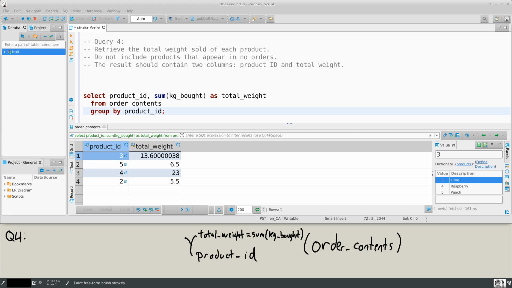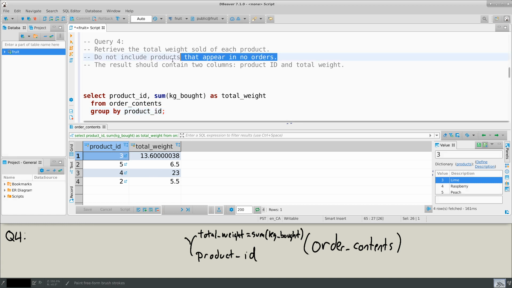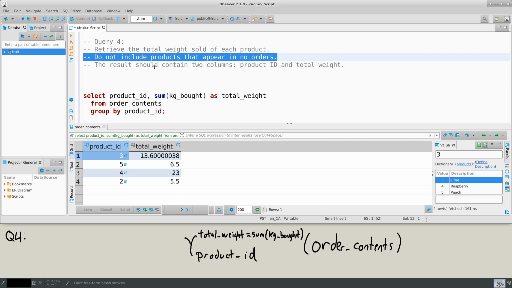Now there's one thing, I'm only noticing this now. This other requirement, I meant to talk about this, but I glazed right over it. Do not include products that appear in no orders. Now you might notice that there are 6 different products in the products table, and only 4 of them show up in this result because nobody ever purchased a pineapple. And so it doesn't show up in the result because we were aggregating a table full of the values of product ID. This, what I've highlighted here, gives me an escape. I can just say, well, I wasn't supposed to. I don't have to include the products nobody bought.